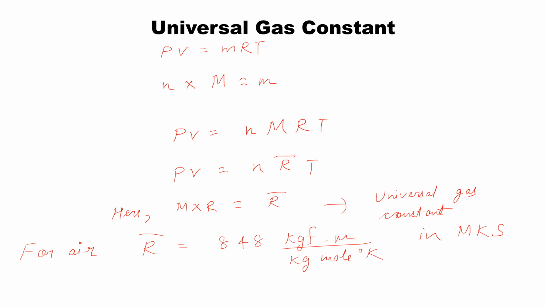Now when we talk about air, the value of universal gas constant is 848 kgf meter, that is kg force meter divided by kg mole degree Kelvin. And when we talk about SI, then the unit will be 8314 joule per kg mole Kelvin.